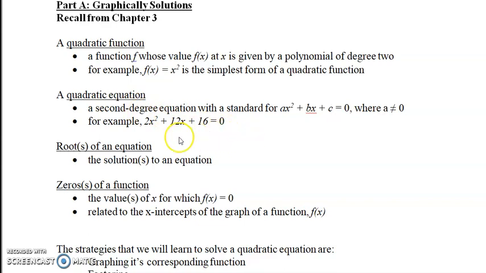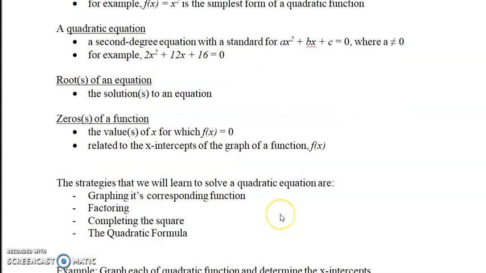The roots of an equation are the solutions to an equation, and the zeros of the function are the values of x for which f of x is equal to 0. Okay, and that's related to the x-intercepts of the graph, as you guys are aware.